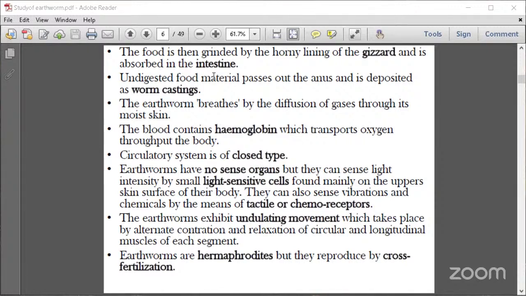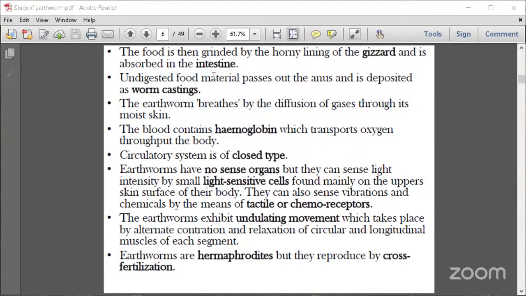Earthworms exhibit undulating movements, which take place by alternate contraction and relaxation of the circular and longitudinal muscles of each segment. As we discussed, setae or bristles are present on most segments and aid in locomotion. And earthworms are hermaphrodites, as we already discussed, but they reproduce by cross fertilization.